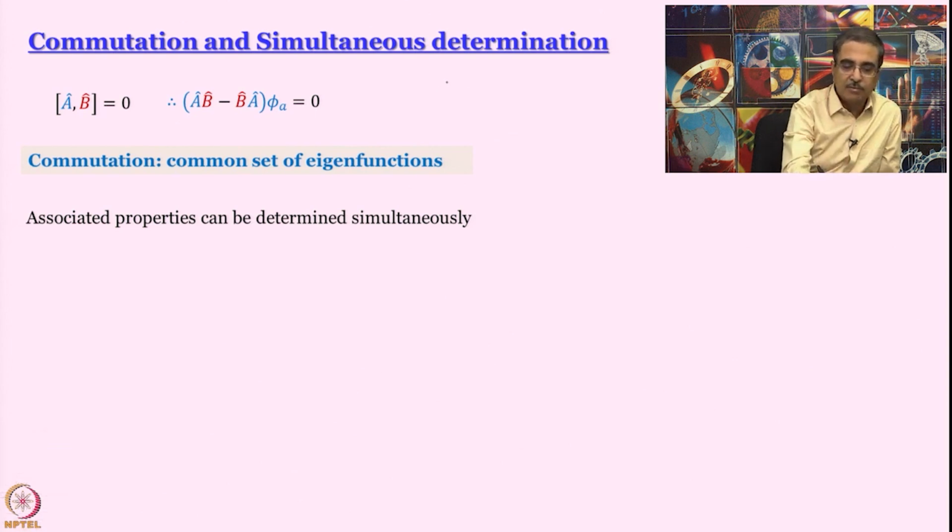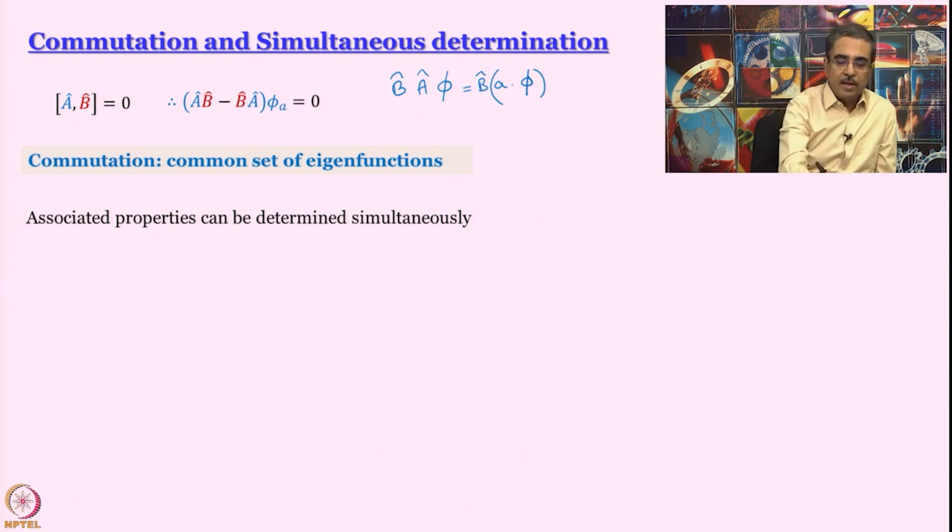What I am saying is you have some wave function phi, make A hat operate on it, you get something, let us say A multiplied by phi. Now make B hat operate on it. So, basically B hat is operating on A hat phi. The other sequence, let B hat operate on phi, you get let us say B multiplied by phi. Now let A hat operate on this B hat phi. Then you get A hat operating on B phi.